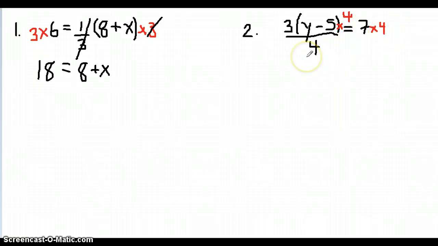So what happens is the 4's cancel out. 4 on the top and bottom, they equal 1. And make sure you keep the 3 out in front. Okay? Multiplying 3/4 by 4 gives you 3, not 1. So we still have the 3 out in front. And now we have y minus 5.